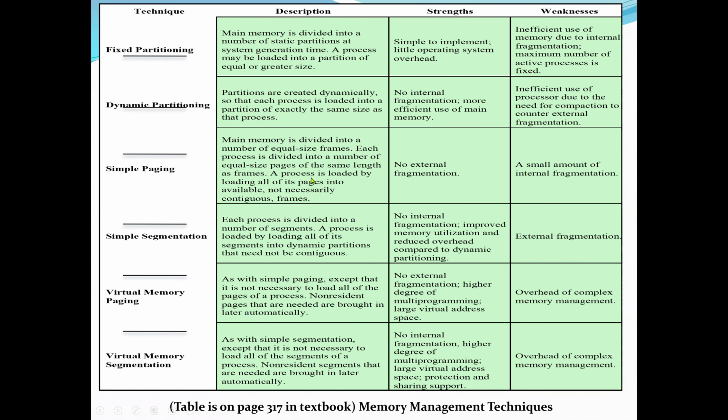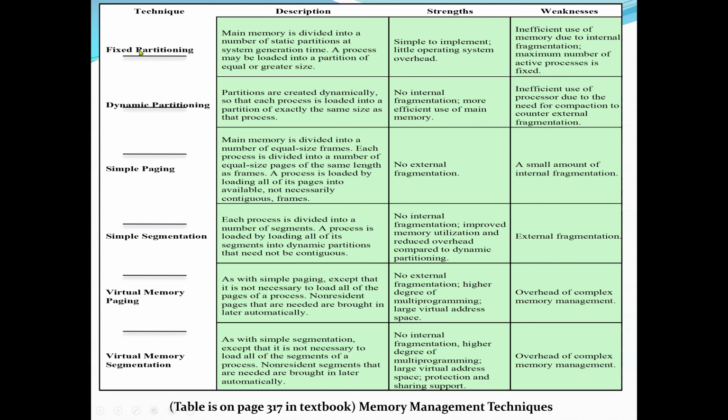So these are some few techniques, as we mentioned. So we have the description, the strengths, and also the weaknesses. So let's see the first method, which is fixed partitioning. Fixed partitioning means the memory is divided into a number of static partitions at system generation time. So a process may be loaded into a partition of equal or greater size. So the whole concept that fixed means it doesn't change, the size is constant.